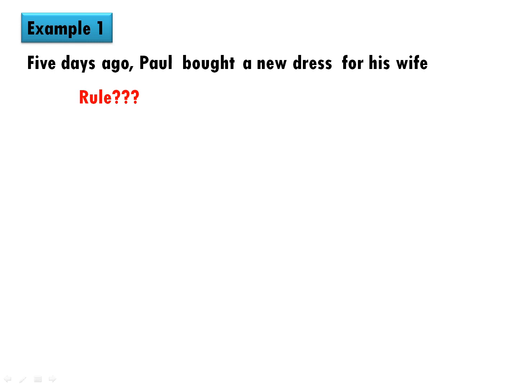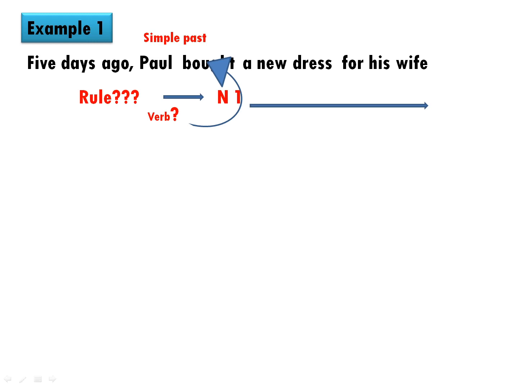When you think about the rule, try to think about the verb. Where is the verb? Look for the verb. The verb is bought. Great. And then you ask yourself, what tense is it? Then you are going to find that it is in the simple past. So which rule talks about the simple past? It's rule number 1. What is rule number 1? Rule number 1 is object plus to be plus verb past participle plus by plus the subject.